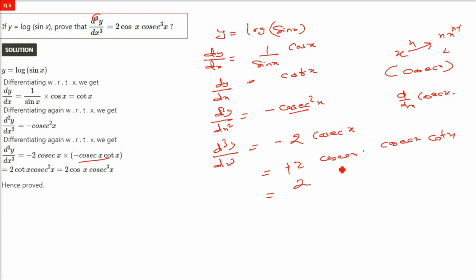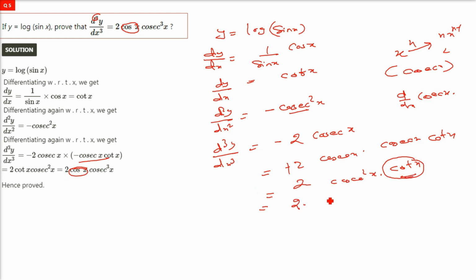Okay. But the thing is, the answer is not saying that. Cosec square x cot x, so the best way is to write in the form of sin and cos. So when we write it in the form of sin and cos, then we can get cos x and cosec cube x. So the basic method is to write this cot x as cos x by sin x, cosec square x as 1 by sin square x. In this way you can proceed. But it will be better to do it this way only, which I am doing.